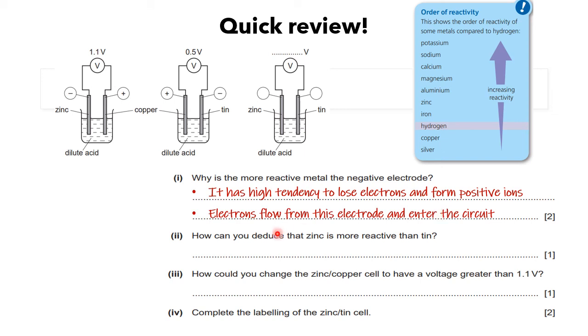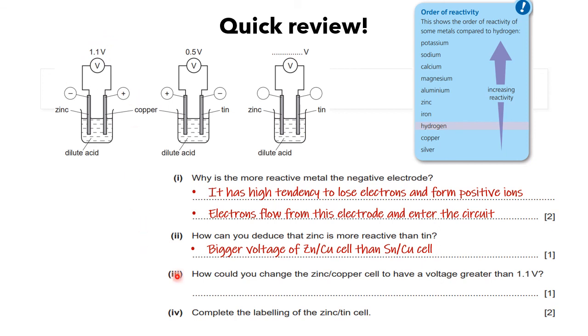Second, electrons flow from this electrode and enter the circuit. So elektron keluar lah daripada reactive electrode ni, and then keluar ke external circuit. Okay, how can you deduce that zinc is more reactive than tin? Kat sini. Macam mana? Because a bigger voltage of zinc copper as compared to the tin copper. So kita boleh conclude that zinc is more reactive than tin lah, sebab voltage dia lebih besar di sini.